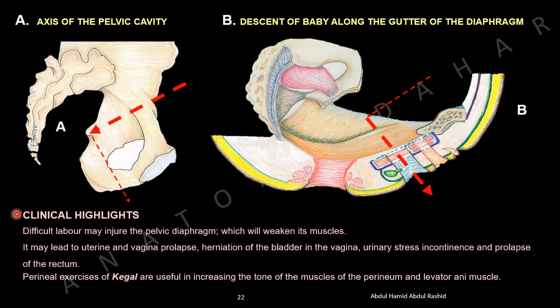Clinical highlights. Difficult labor may injure the pelvic diaphragm, which will weaken its muscles. It may lead to uterine and vaginal prolapse, herniation of the bladder into the vagina, urinary stress incontinence, and prolapse of the rectum. Perineal exercise of Kegel is useful in increasing the tone of the muscles of the perineum and levator ani muscles.